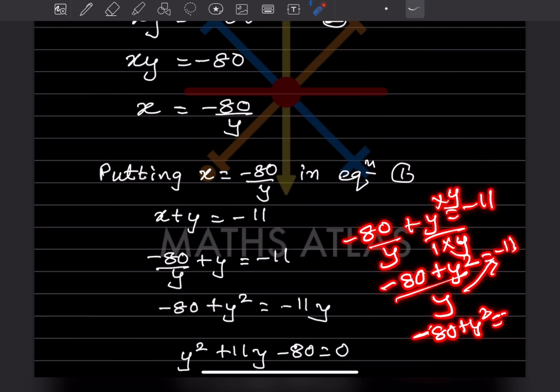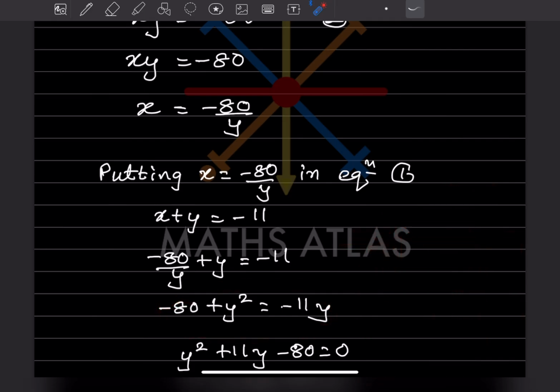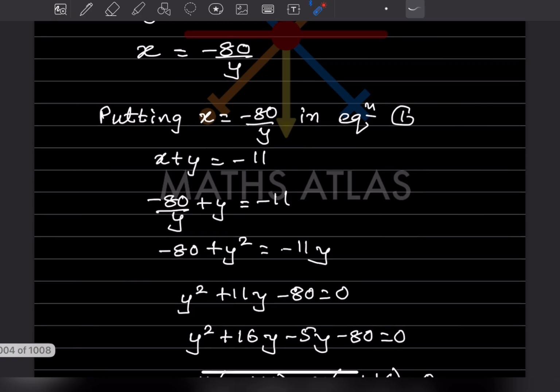That is going to be -11y. This is what I've written here. If you want, you can also put one step, or you can write as it is, this step. Both ways are right. So now we will take, this is y square and this is y, and this is a constant term. So the quadratic equation, ax square plus bx plus c is equal to 0. So we can bring it in this form.